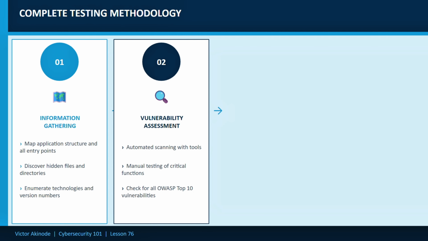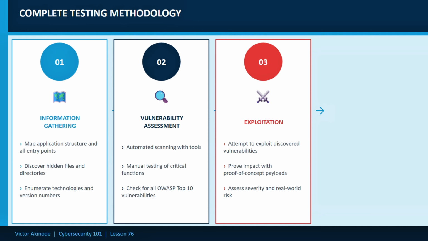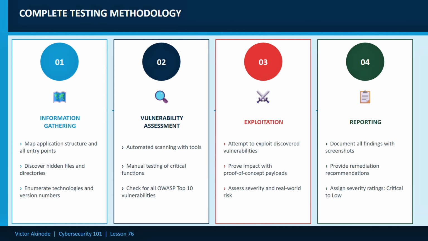This is where you test authentication and authorization thoroughly, and where you check for all OWASP top 10 vulnerabilities. Phase 3 is exploitation, and this is where you attempt to exploit discovered vulnerabilities safely. You prove impact with proof of concept demonstrations, you document exact exploit steps and payloads used, and you assess severity and business risk.